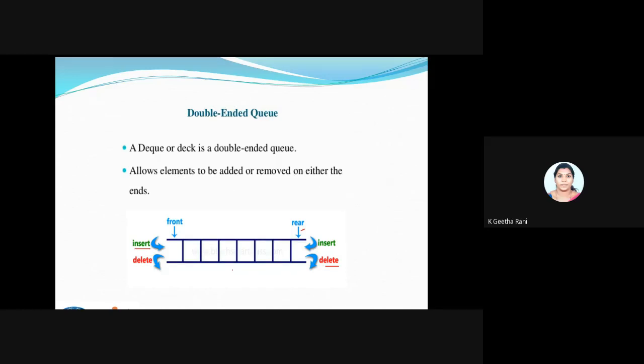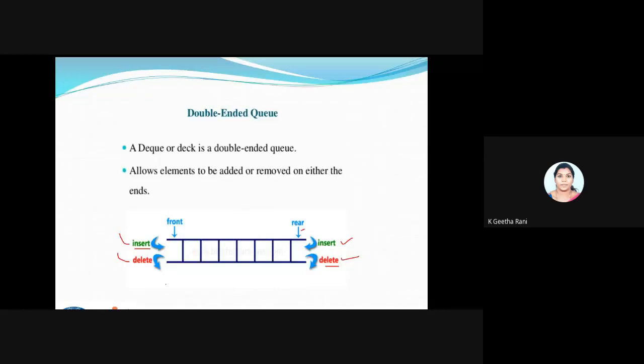In a normal queue, we'll be having a front and a rear. Rear only goes for inserting an element, and front goes only for deleting an element. But in a double-ended queue, we have the same queue concept, the same two terms, but insertion and deletion happen at both the ends. Rear is responsible for both inserting and deleting an element, and front can be used for inserting and deleting. Fine. So this is the concept here.